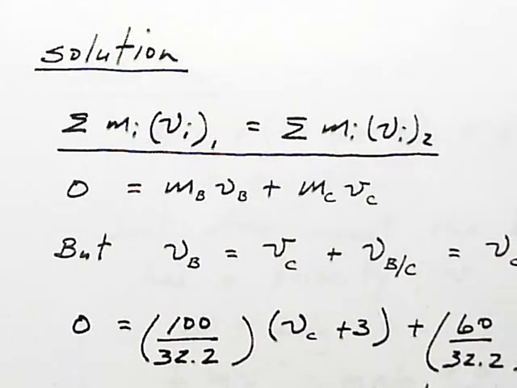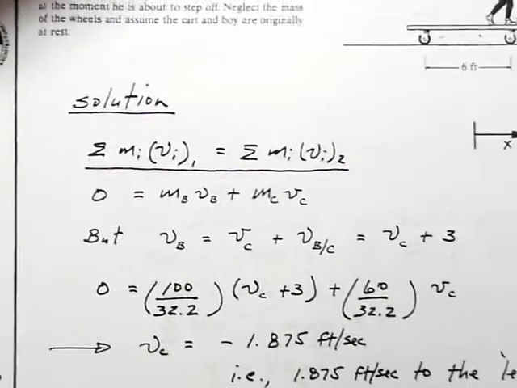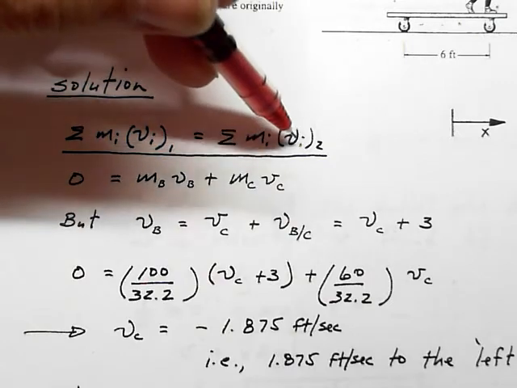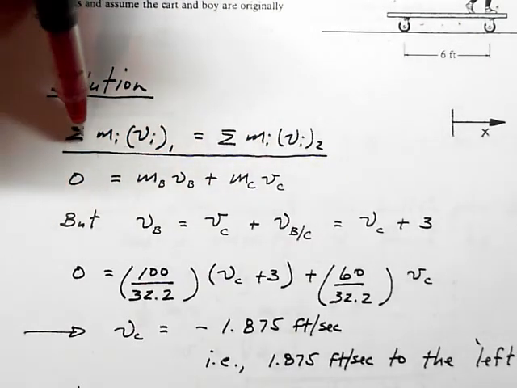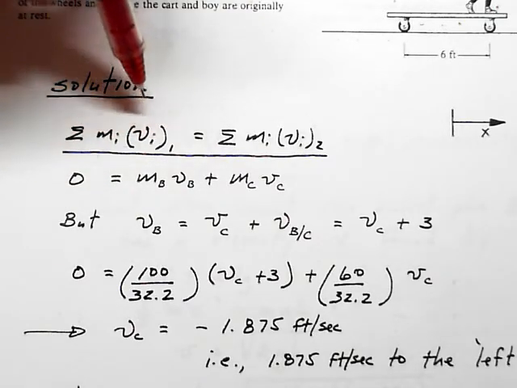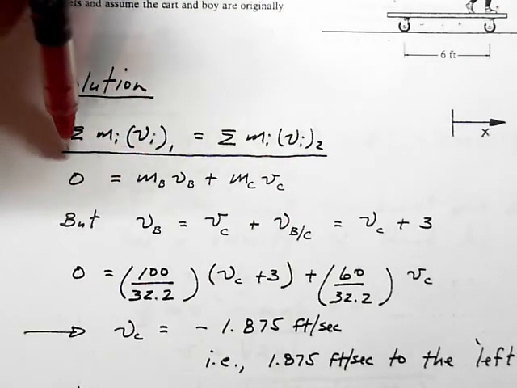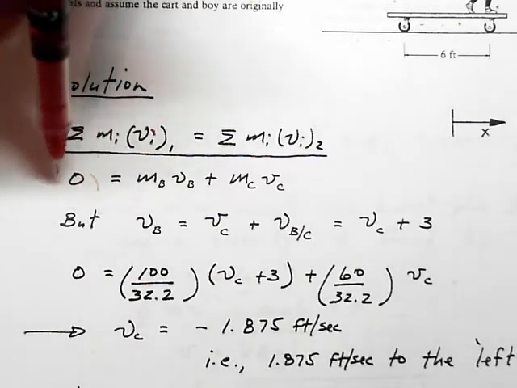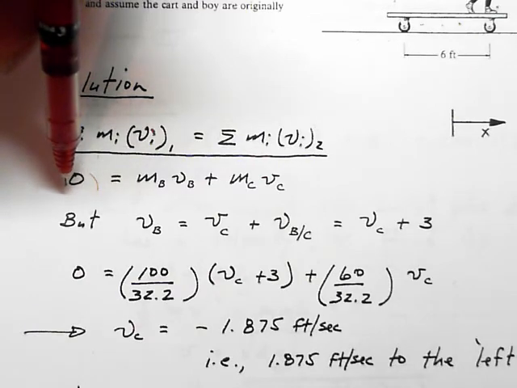Let's zoom out so that I don't get in trouble with the zooming. Give me a second. And we're going to say that starting momentum of the system is equal to the final momentum of the system. But the starting momentum, and the summation here means sum over two things. The boy is one of the things, and the cart is the other. But in both cases, to start the problem, the boy has zero velocity and the cart has zero velocity. So the total momentum of the system at the beginning of the problem is zero.